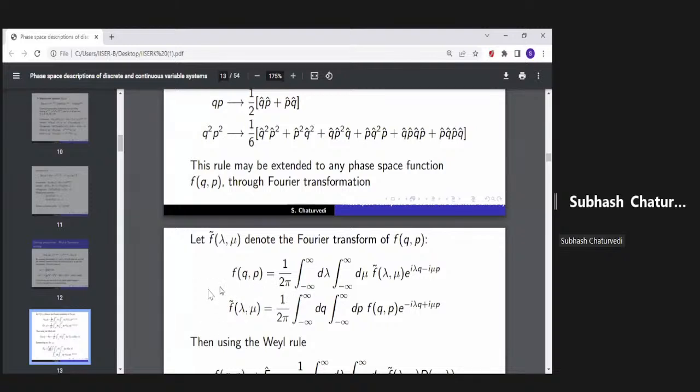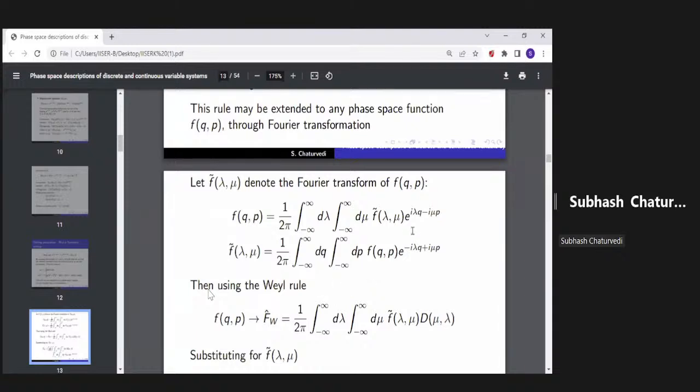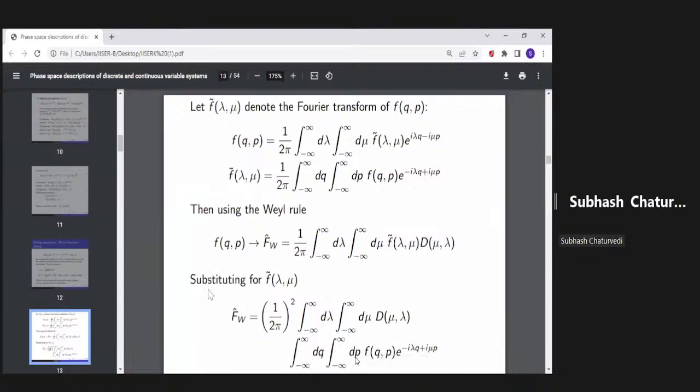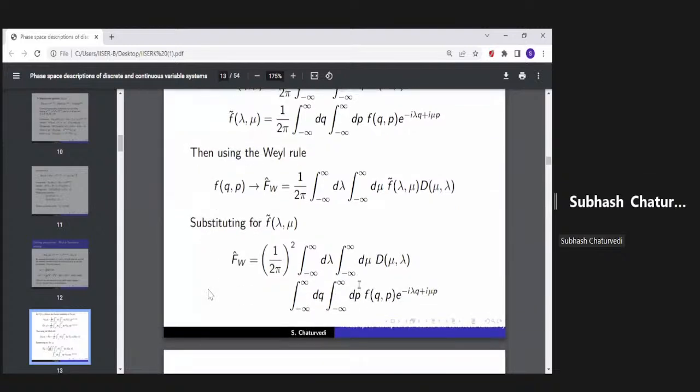So this is the relation between FQP and the Fourier transform. QP will go to an operator where this exponential will get replaced by the displacement operator. Now, substituting for F tilde mu again into this equation, we obtain this, and thereby a procedure to associate with any phase space function an operator FW hat on the Hilbert space.